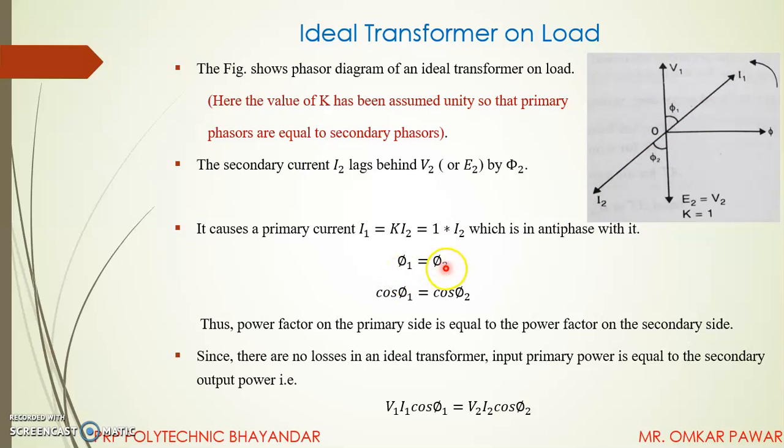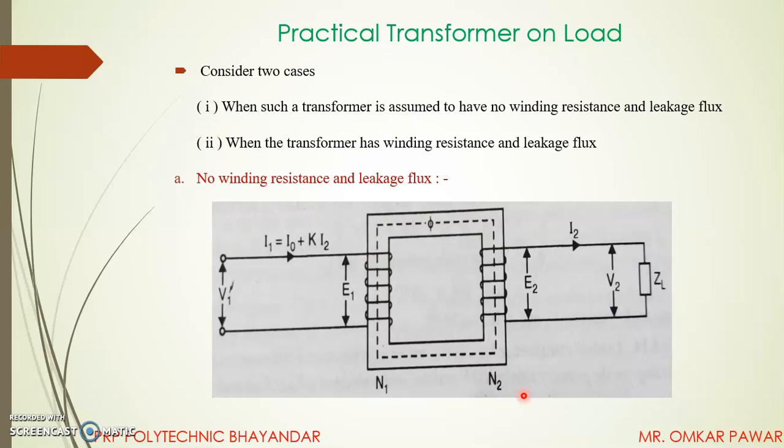And phi 1 is equal to phi 2, so this angle will be the same. So cos phi 1 is equal to cos phi 2. This means the power factor on the primary side is equal to the power factor on the secondary side. Since there are no losses in an ideal transformer, the input primary power is equal to the secondary output power. So V1 I1 cos phi 1 is equal to V2 I2 cos phi 2. In the next lecture we will study the practical transformer on load.